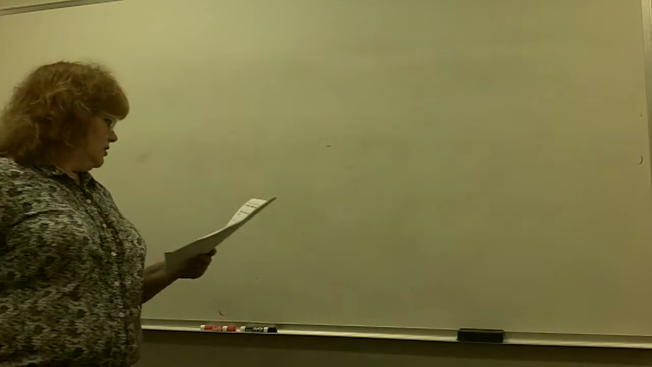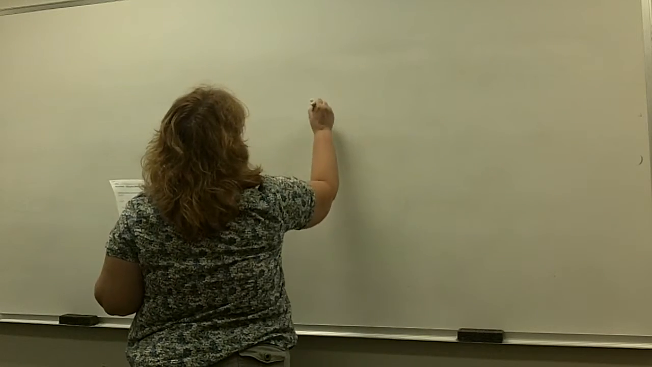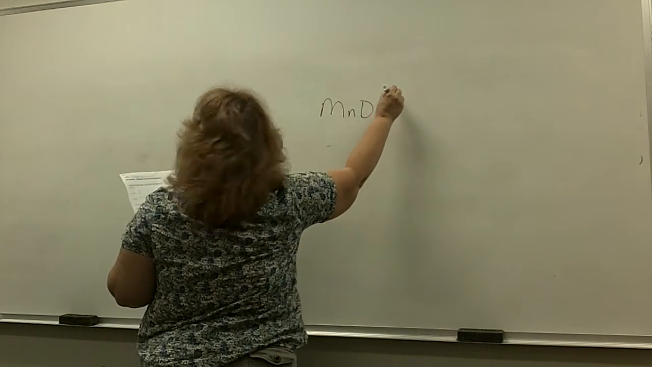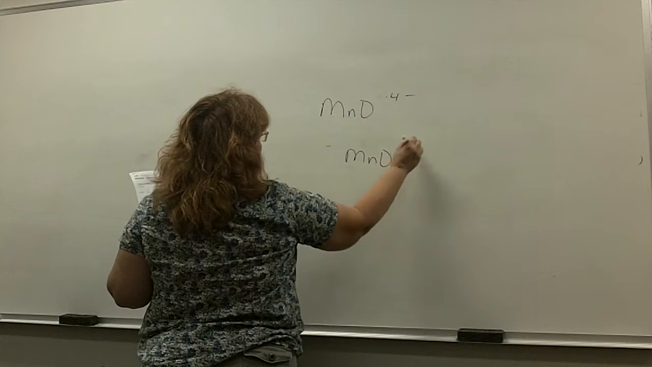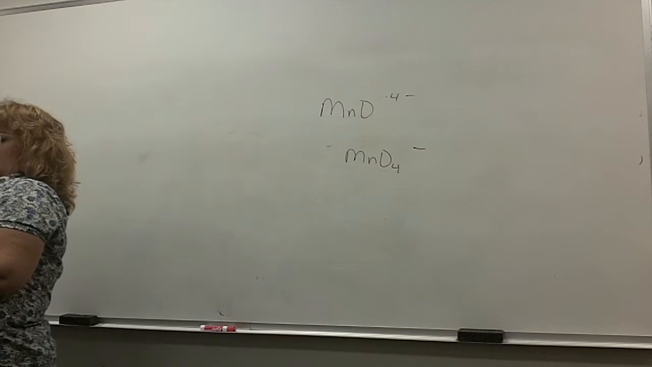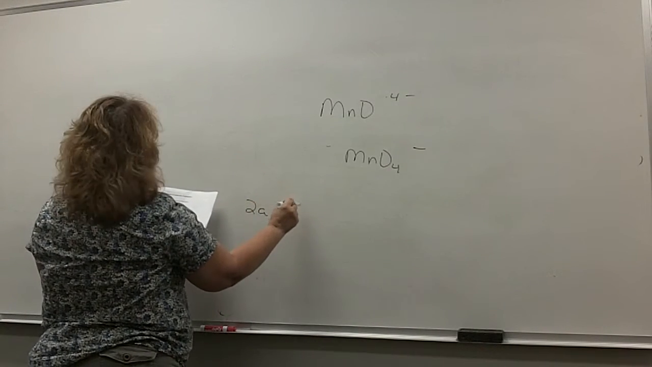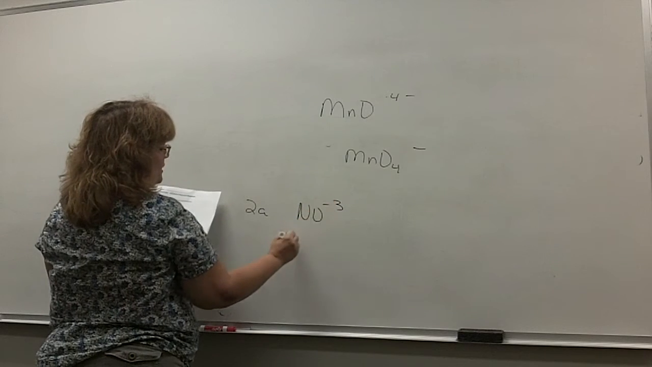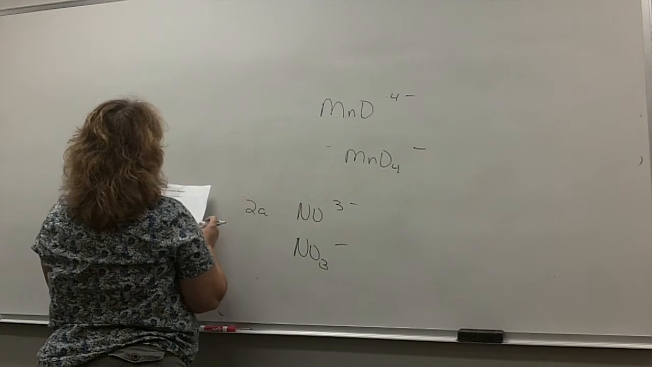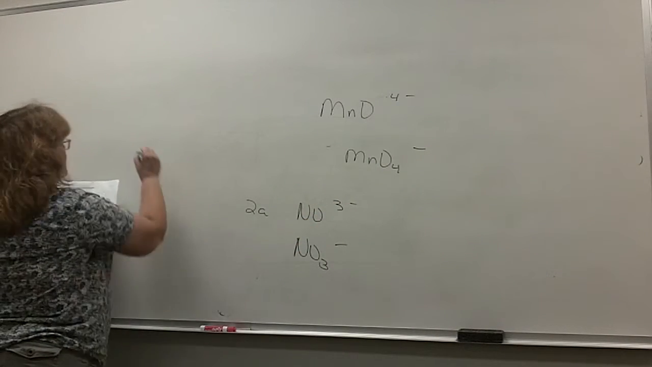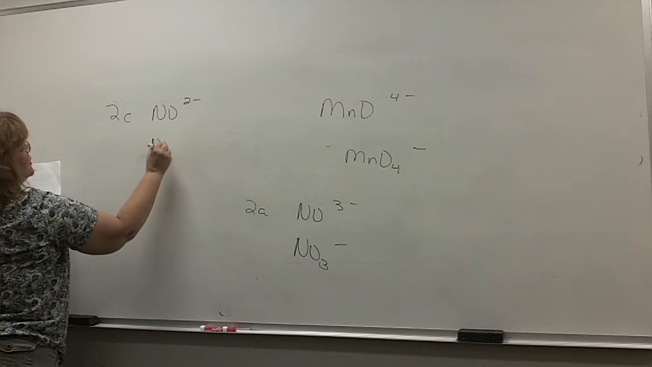I confused myself. There were, let's see, B, which is MnO4 negative. And where's another one? 2A with NO3 negative. And then C, say NO2 negative.